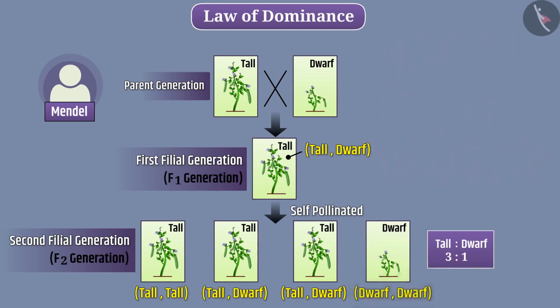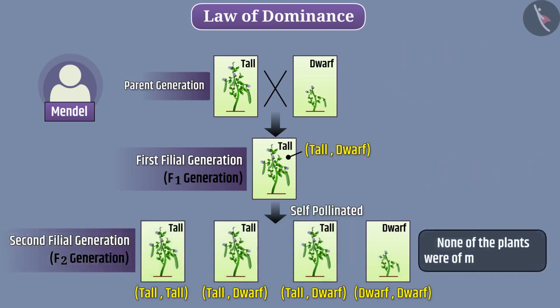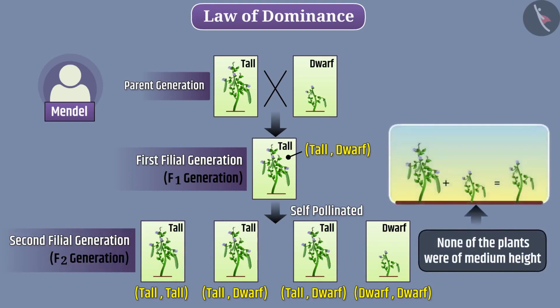Similarly, both tall and dwarf plants appeared in the F2 generation. None of the plants were of medium height, that is, a mixture of tall and dwarf traits did not appear.